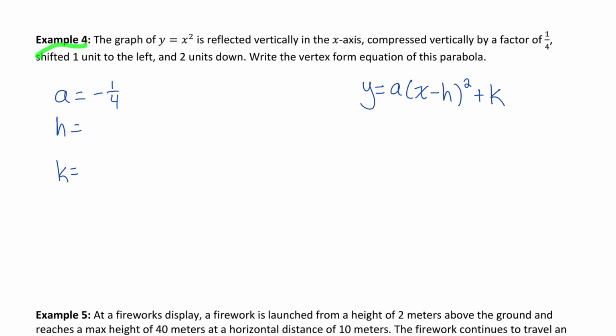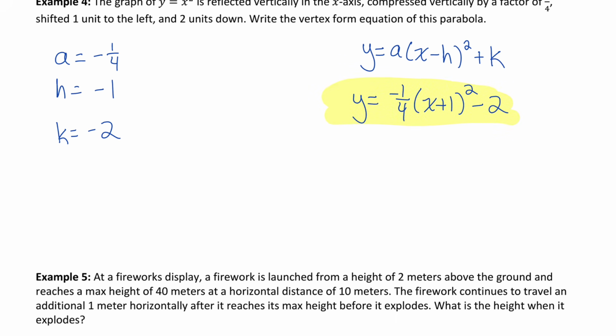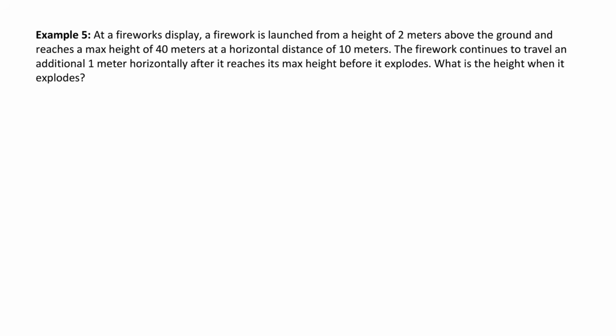It's also shifted 1 unit to the left, which means the h value is -1, and 2 units down, which means the k value is -2. So subbing those values into my vertex form equation, I have y equals -1/4, x minus -1, subtracting a -1 is the same as adding 1, squared, plus -2, so I can write -2. And there's the equation that defines the quadratic that's described in this question. And we'll finish this lesson with an application question.